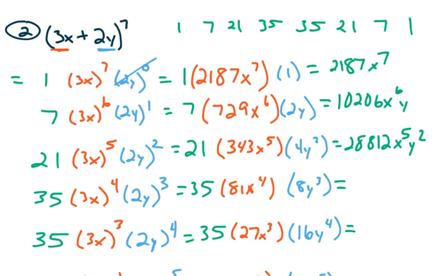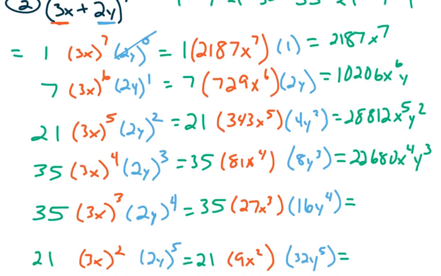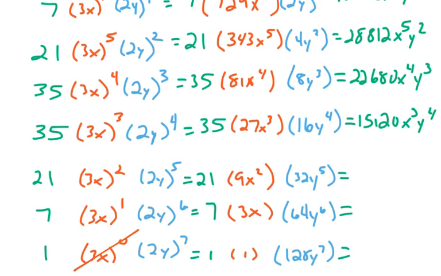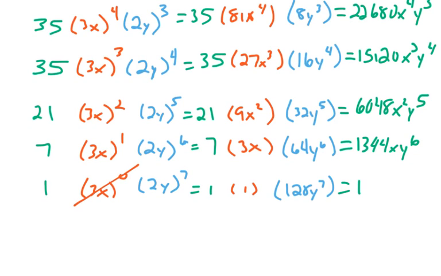35 times 81 times 8, 22,680. And I've got x to the 4th, y to the 3rd. 35 times 27 times 16 is 15,120. And this is x to the 3rd, y to the 4th. 21 times 9 times 32 is 6,048. And I've got x squared, y to the 5th. 7 times 3 times 64 is 1,344, x, y to the 6th. And lastly, 1 times 1 times 128 is 128, and I just have y to the 7th.